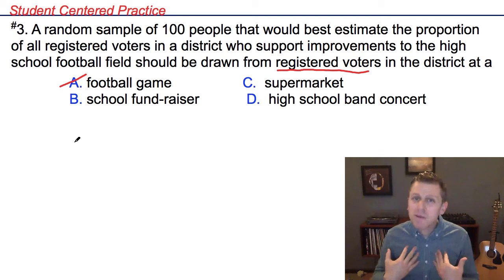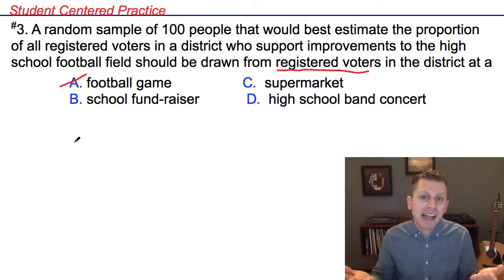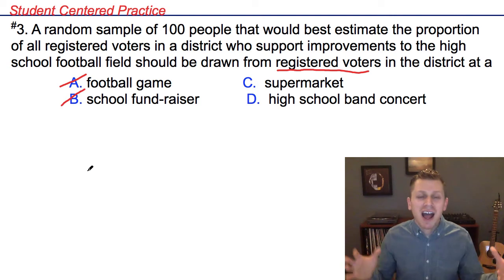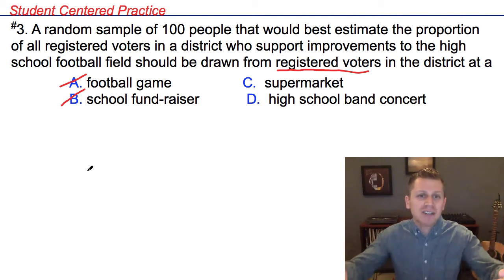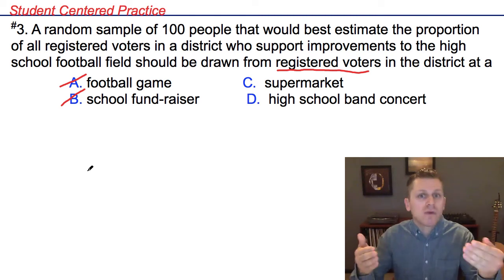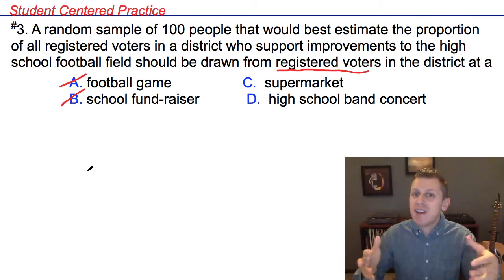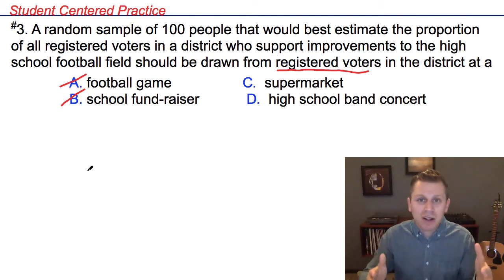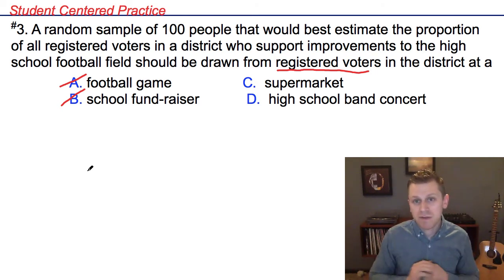I'm only going to go to a football game if I enjoy football, and if I enjoy football, I'm more likely to say, yeah, improve the high school football field. If I go to a high school fundraiser, I'm there to raise money for the high school. Maybe I have my own children that are in the high school, and I'm pro raising money for the high school. So I don't think that would be a very accurate sample of the registered voters, some of which may not want to raise money for the football field.